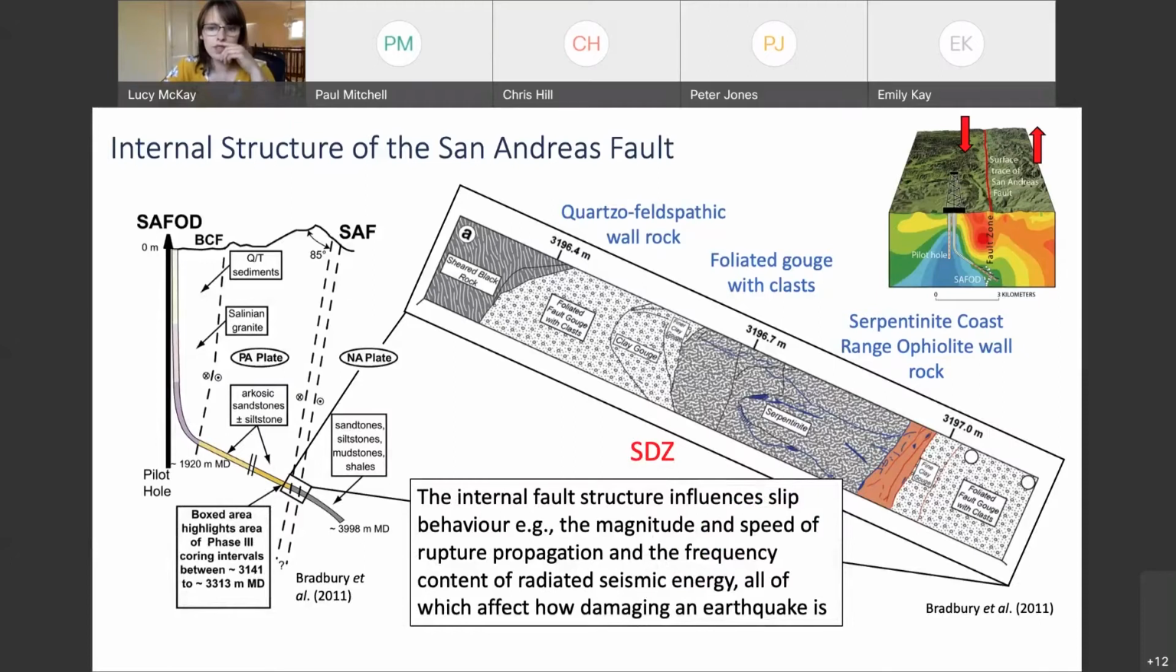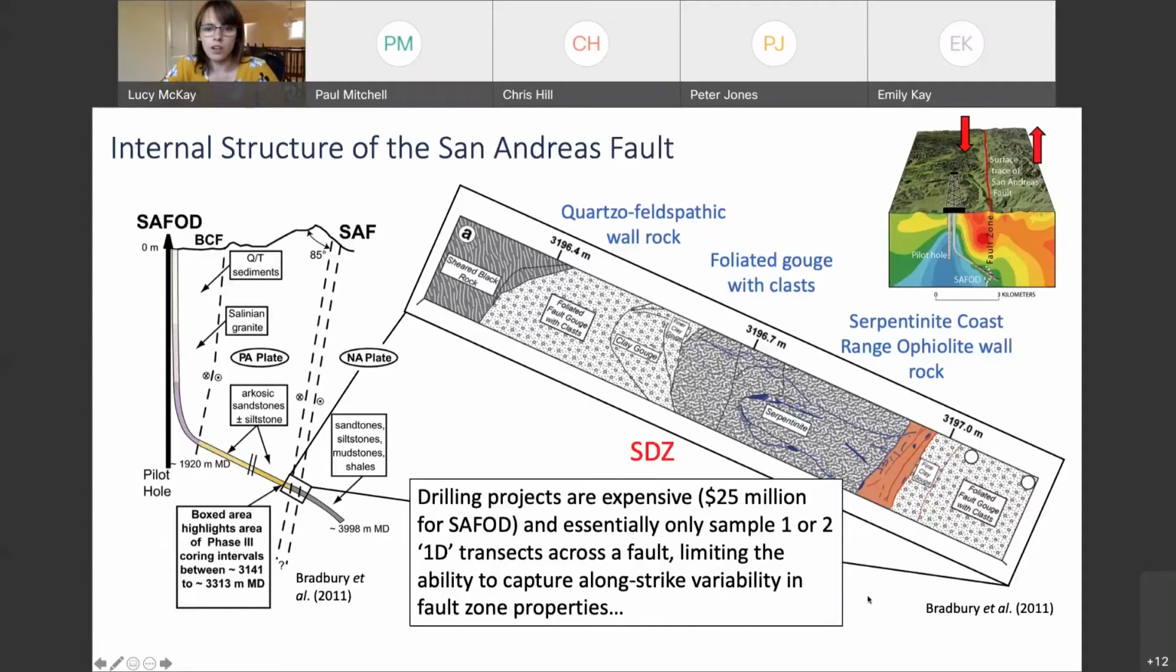So this slide shows the SAFOD borehole that was drilled through the San Andreas plate boundary fault. And drilling at this location revealed that the internal structure of the San Andreas fault consists of wall rock of contrasting lithology and of distinct terrains. So on one side you've got quartz feldspathic rich crustal wall rock, and on the other side you've got oceanic serpentinite wall rock. And in the middle you've got this fault core that consists of a foliated gouge with serpentinite clasts within it.